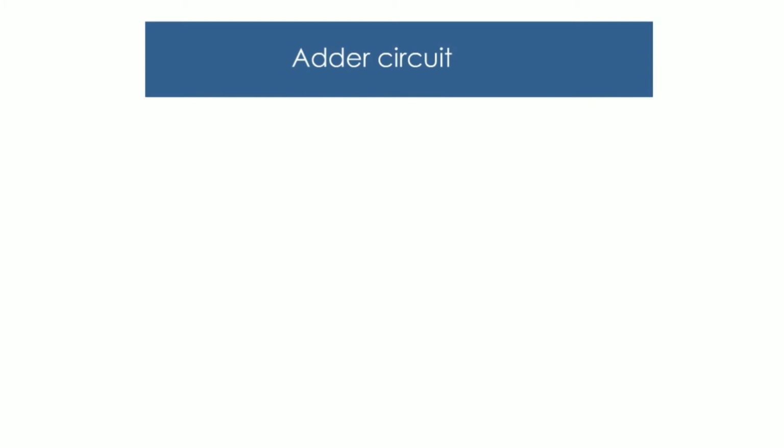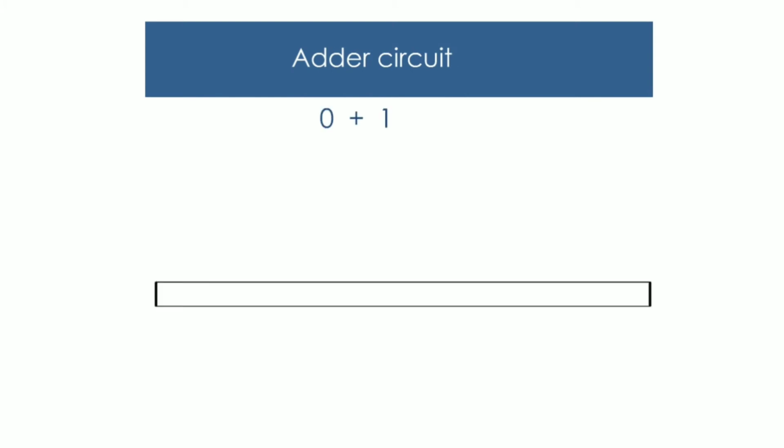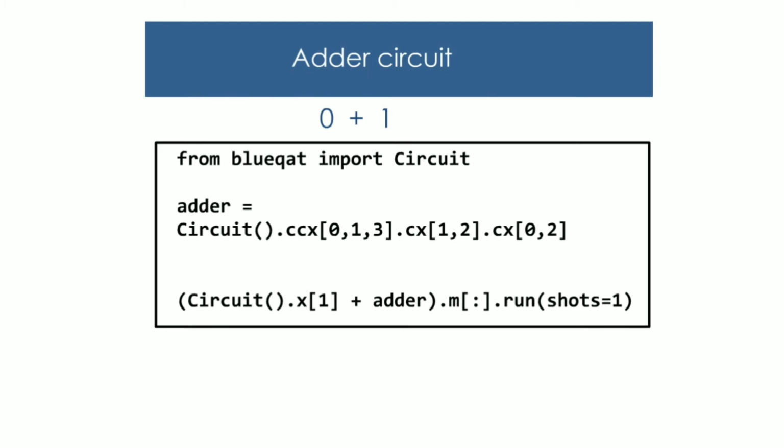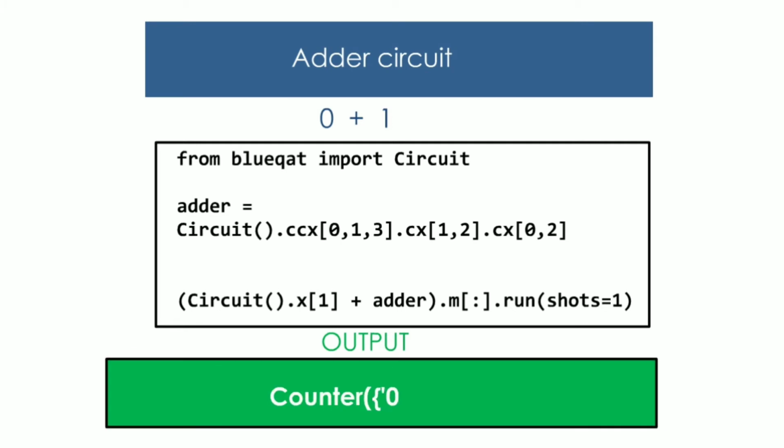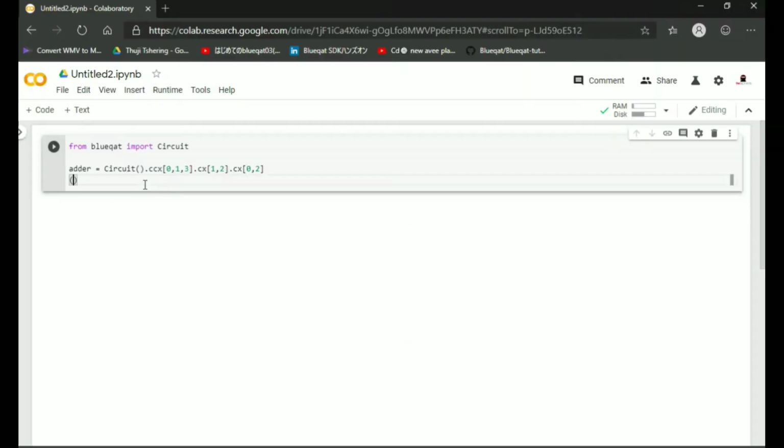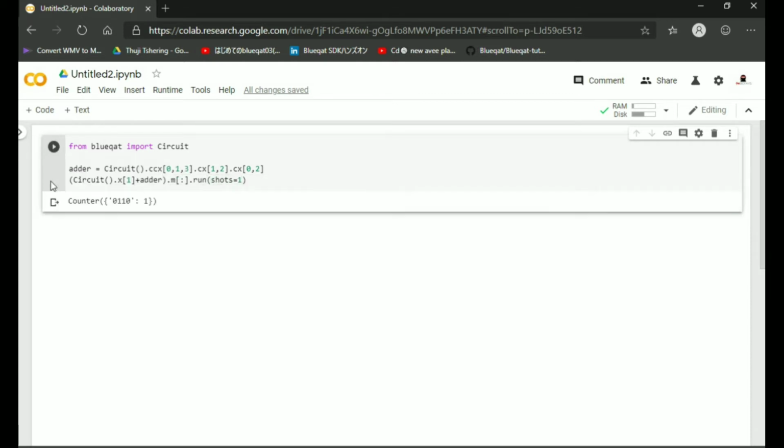Now let us try and add 0 and 1. Type the code that is shown on this screen in Google Colab, and if we run this code, we will get the output as 0110. Now let us try the code that was shown earlier in Google Colab. Then click on the play button to run the code. As we can see, the output is 0110.